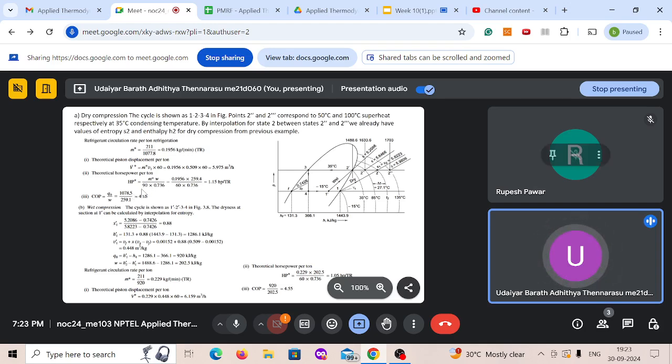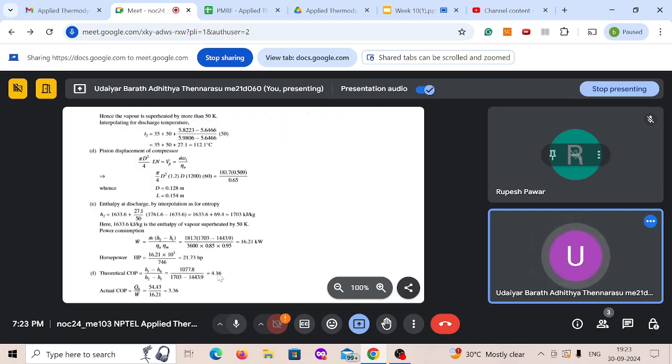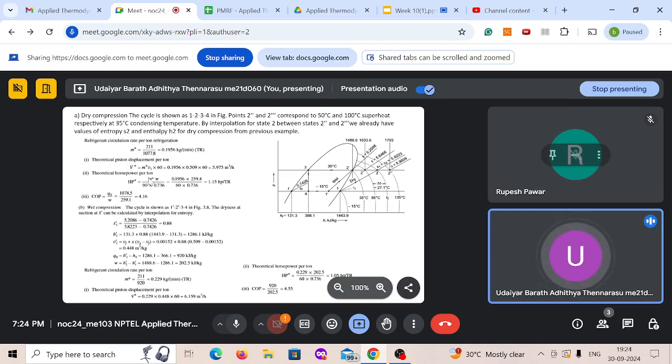Here this is not 90, this is 60, so there is a mistake here. So m dot into W is your work, divided by, you are converting that into your hour. So this is in kg per minute, so you are dividing by 60 to convert into kg per second into your specific work across the compressor, divided by 736 to get it in terms of horsepower. So with that you will get horsepower. So COP is Q naught by W. So in this case it will come out to be 4.16, which we saw in the previous case also. So it's the same. So this is the same part of the question.